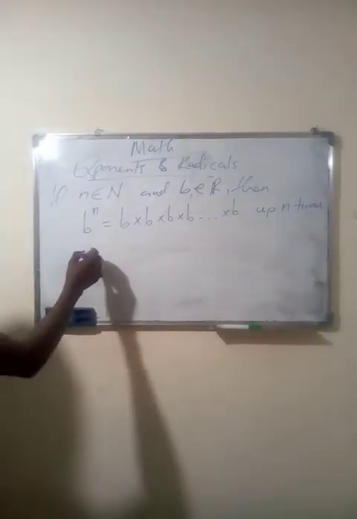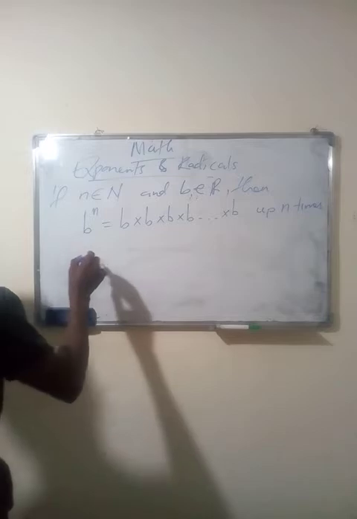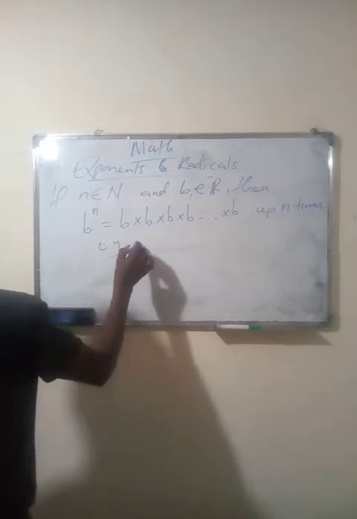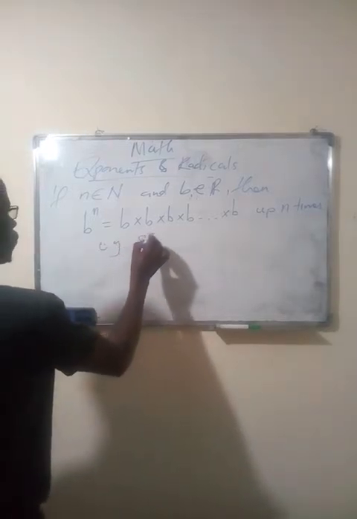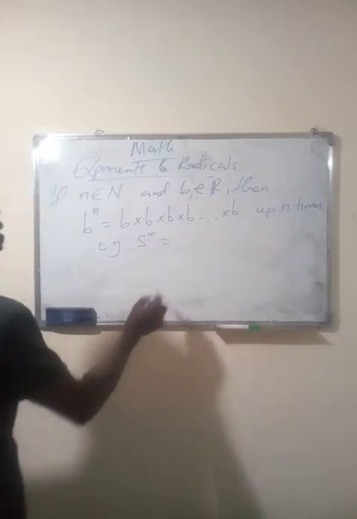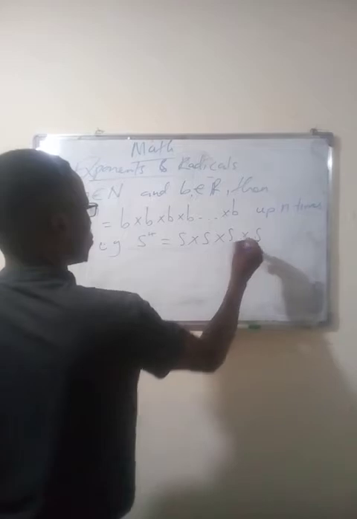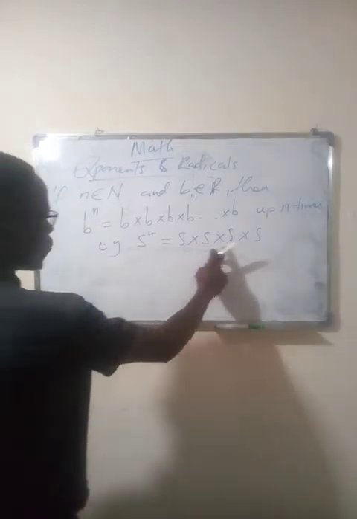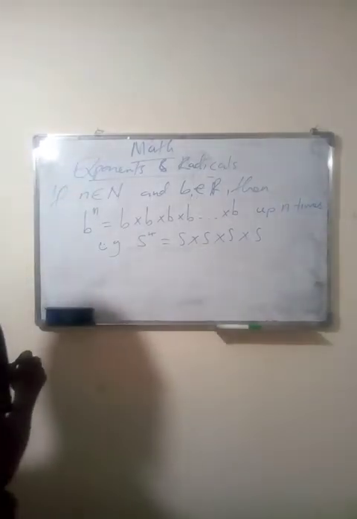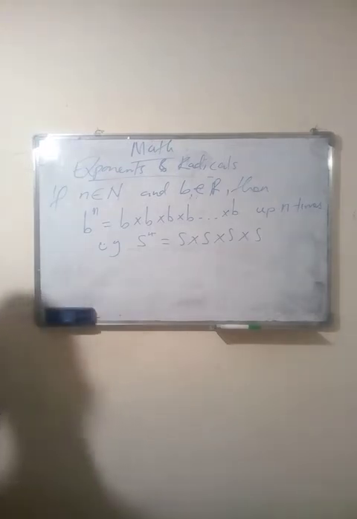For example, let's say we say 5 to the power 4, okay? So this is going to be 5 times 5 times 5 times 5, isn't it? Where you should have those 5s, 4 of them, all right? That's what it means, okay?